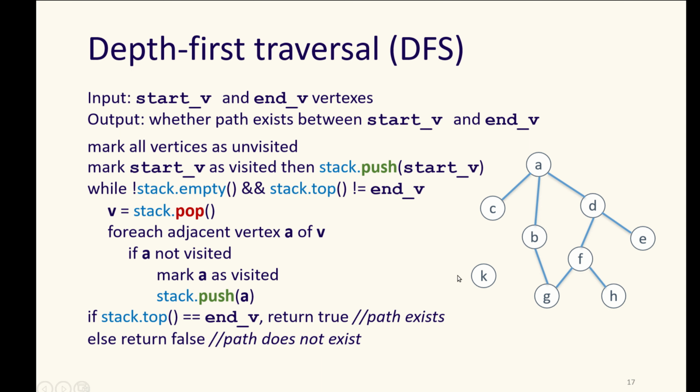Like if we're trying to get to K from anywhere else, we could explore all of the connected part of the graph, and then we would find that K never came up in it. Our stack got empty, and we never reached K.